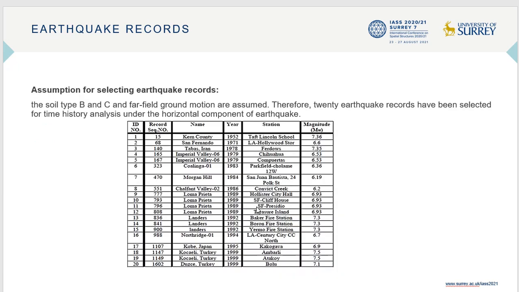For the earthquake records, we use the assumption that soil should be type B and C, and far-field ground motion is also assumed. 20 earthquake records have been selected for time history analysis on the horizontal component. Furthermore, the magnitude is restricted between 6 and 7.5.